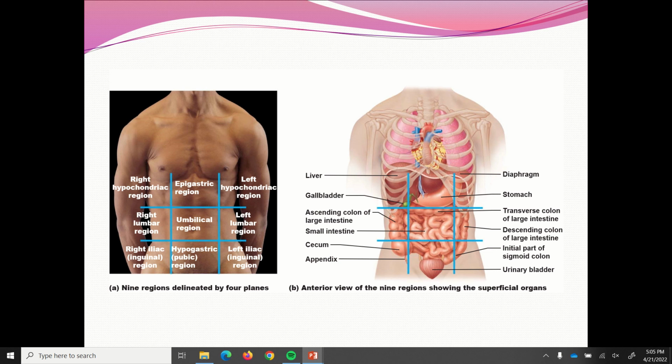Going up, superior to the epigastric region, to the right is the right hypochondriac region, and then there's the left hypochondriac region. Hypochondriac means under the cartilage of the ribs. And you can see that corresponding to the illustration with the organs.